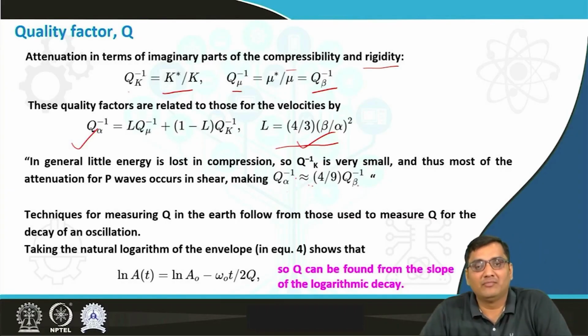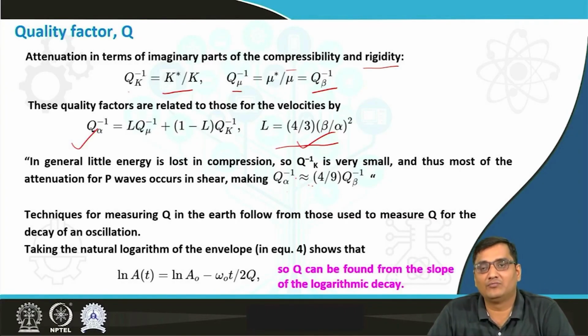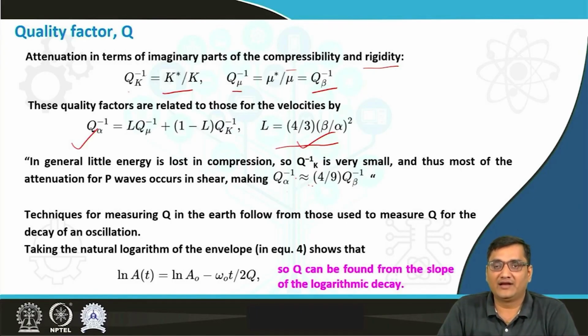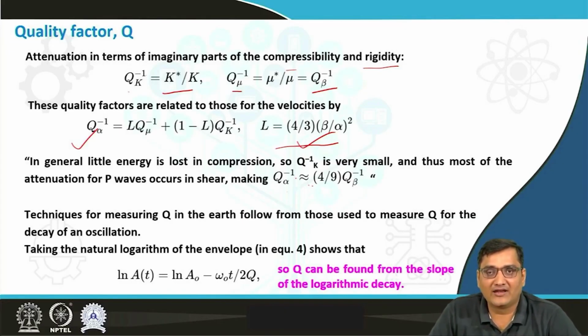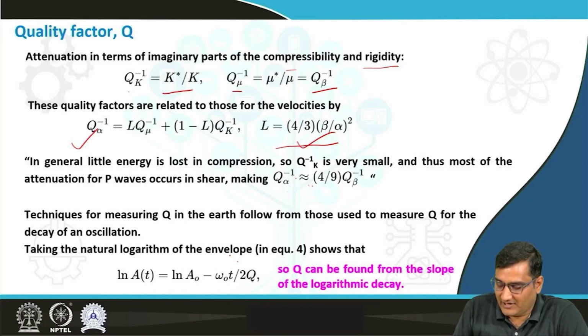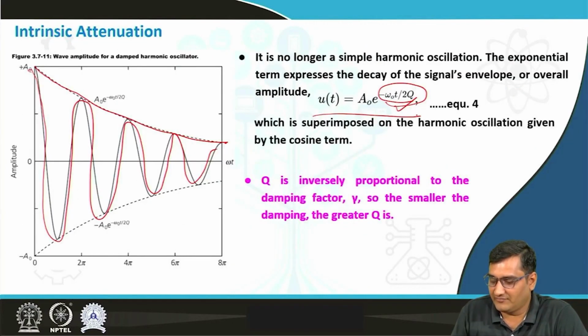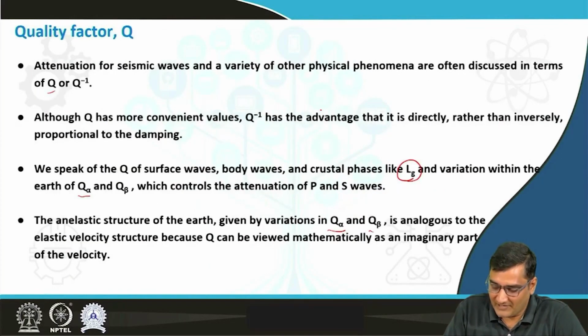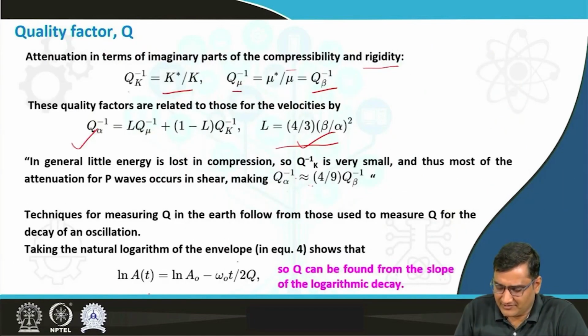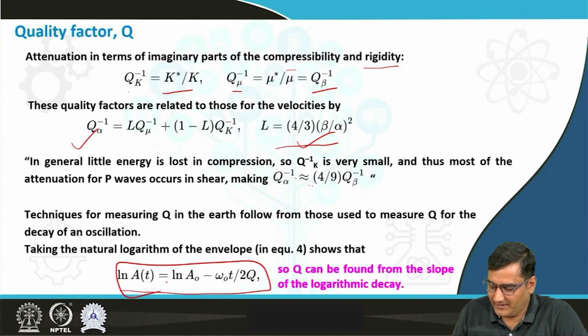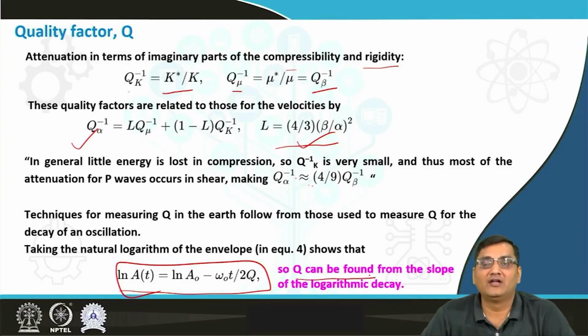Techniques for measuring Q in the earth follow from those used to measure Q for the decay of an oscillation, where we take the natural logarithm of the envelope, that was this particular equation. If we take the natural logarithm of this equation, considering u(t) as the amplitude at time t, it becomes something like this. And when we make the graph of it, the Q value can be found from the slope of the logarithmic decay.